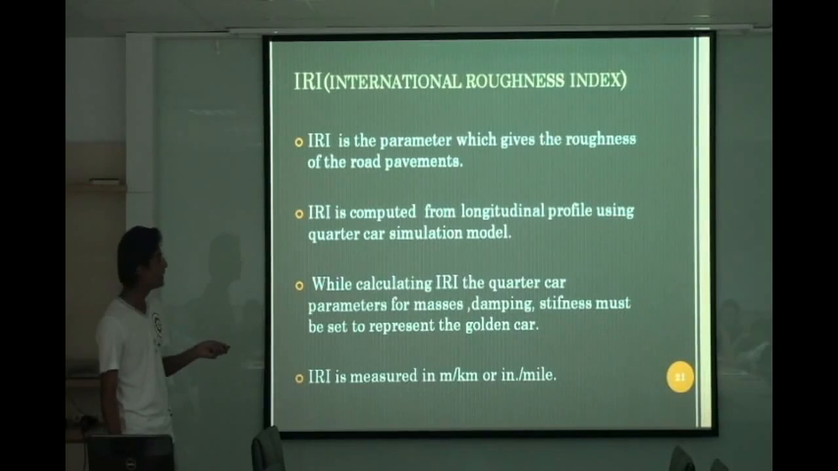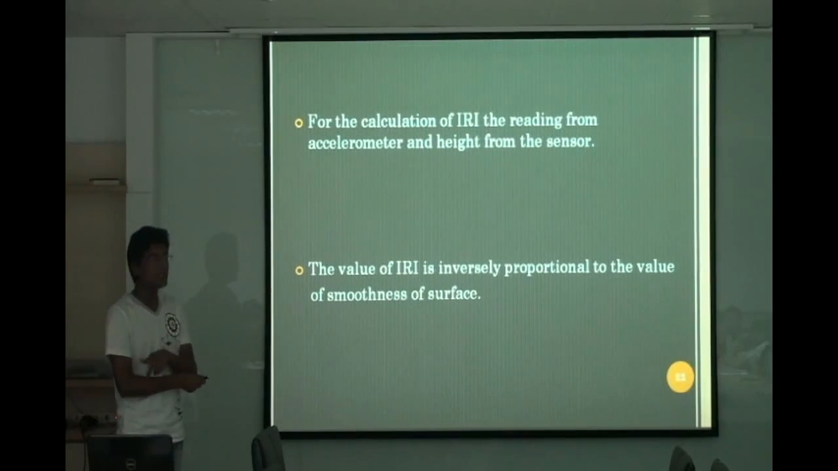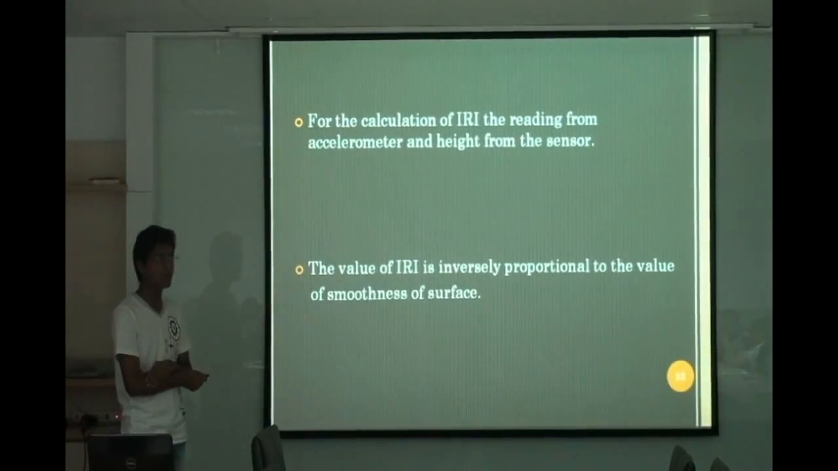IRI is measured in meters per kilometer or inches per mile. That is the unit of IRI. So as we discussed earlier, for the calculation of IRI, the laser sensor reading and the accelerometer reading are required.